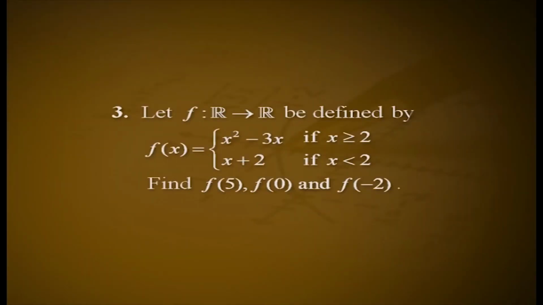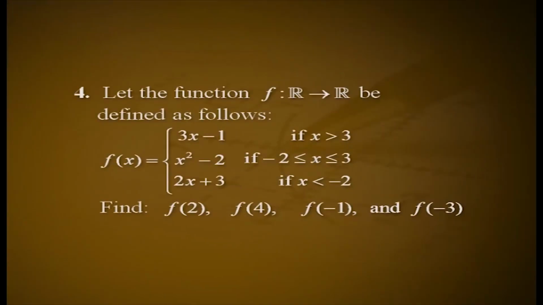Let f, a function from R to R, be defined by f of x equals x squared minus 3x if x is greater than or equal to 2, and x plus 2 if x is less than 2. Find f of 5, f of 0 and f of minus 2. Let the function f from R to R be defined as follows. f of x equals 3x minus 1 if x is greater than 3, x squared minus 2 if minus 2 is less than or equal to x less than 3, and 2x plus 3 if x is less than minus 2. Find f of 2, f of 4, f of minus 1 and f of minus 3.